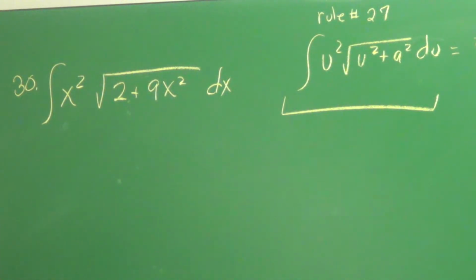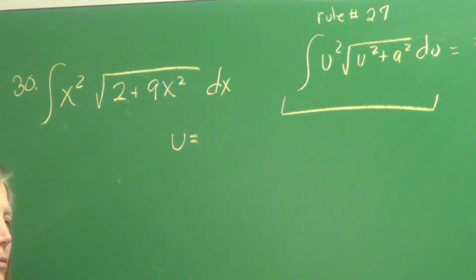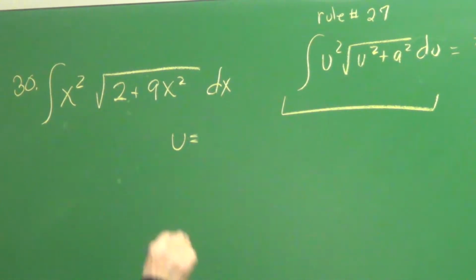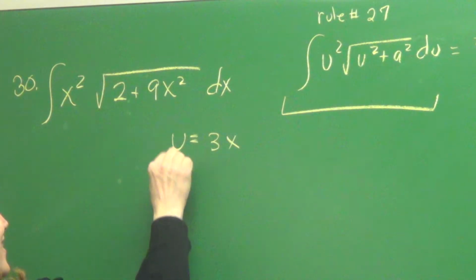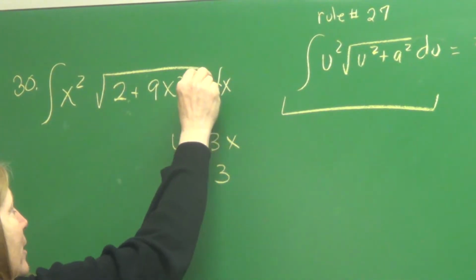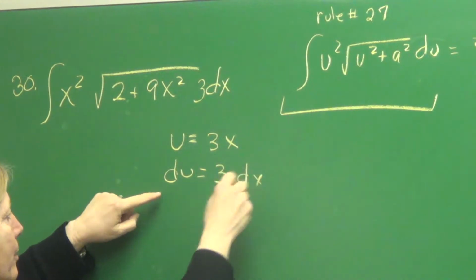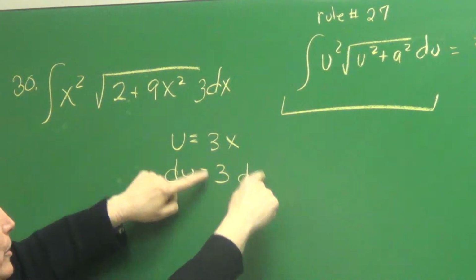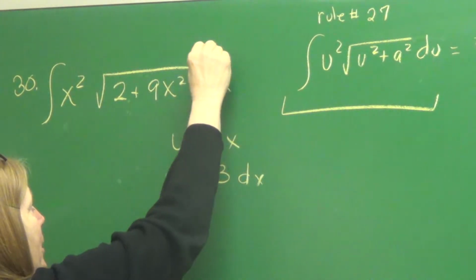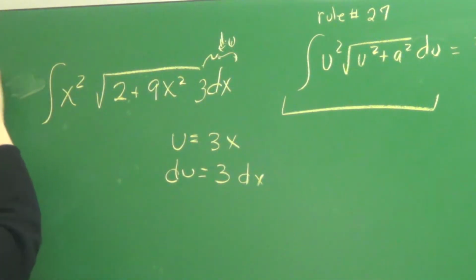All right, so Gianni, back to you. What is u in this problem? 3x. And du? 3. All right, so we have to make an adjustment. I'm going to put the 3 over here because it's part of the dx, or the du. We're creating the du. It's right there. So that's our du, and therefore I have to take out a 1/3.